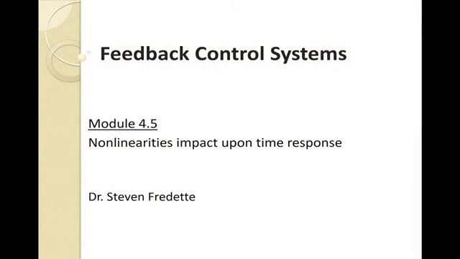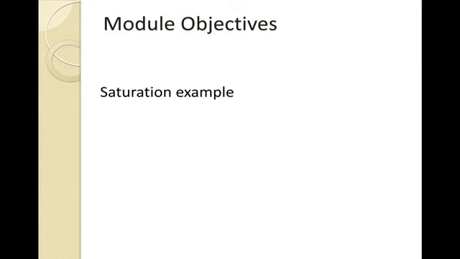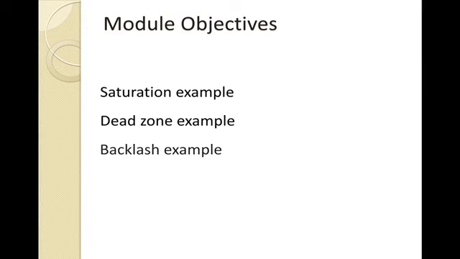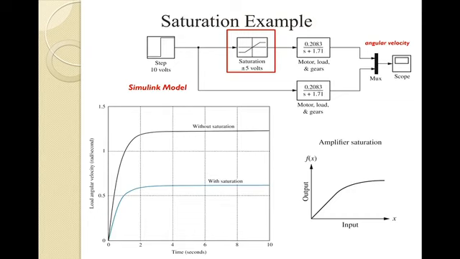This is Module 4.5. We're going to talk about nonlinearity's impact upon the time response. The objectives of today's module are to look at a saturation example, a dead zone example, and then finally a backlash example. These are the three nonlinearities we described back in modules 2.4 or so, and we want to look at what impact some of our time responses may have from these three cases.